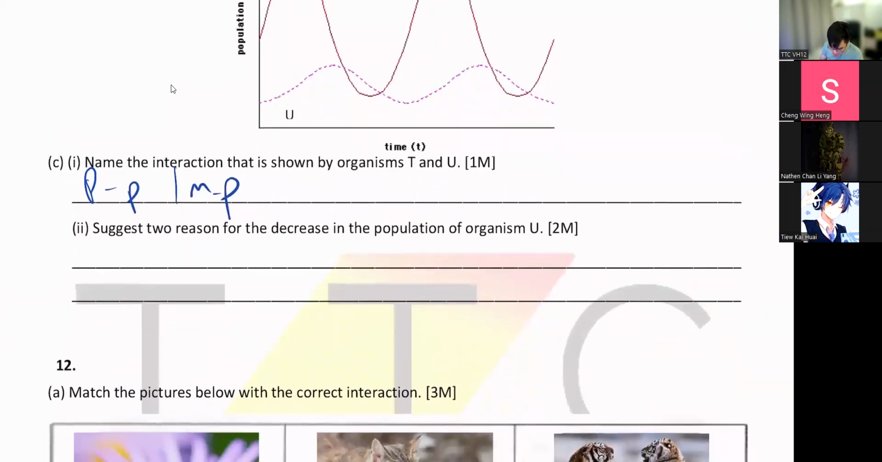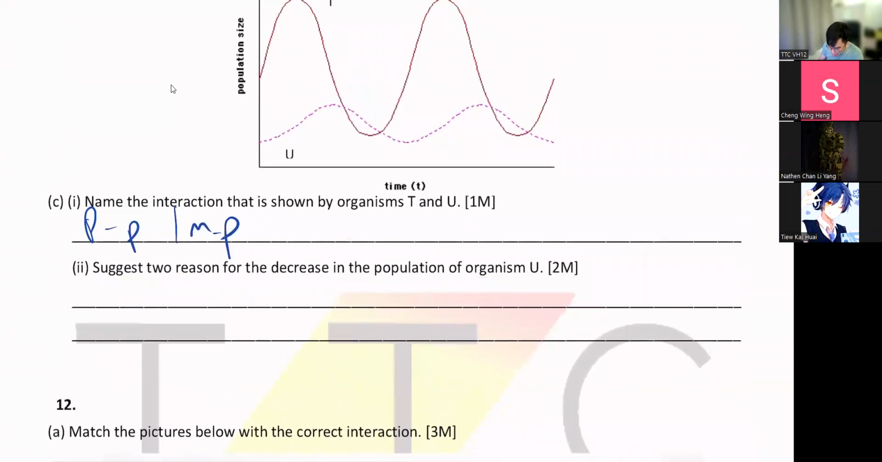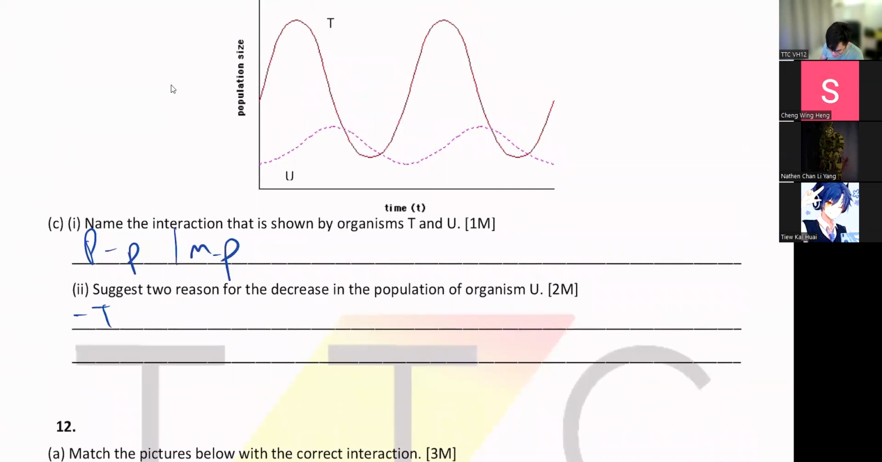So number two, suggest two reasons for the decrease in population of U. Okay, what makes U decrease? Because T decreases. T menurun. Or many other factors: diseases, penyakit, climate change, horny. They always horny. Because if not, how they make babies, right?